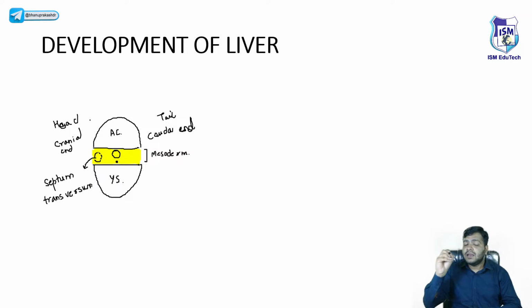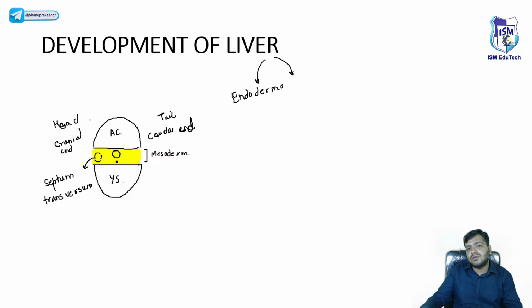Now again guys, the liver is derived from both the structures. It is endodermal also, and it is mesodermal also. Endodermal means it is the yolk sac, which will differentiate into this gut tube.